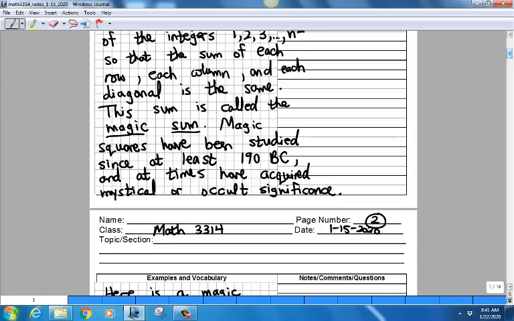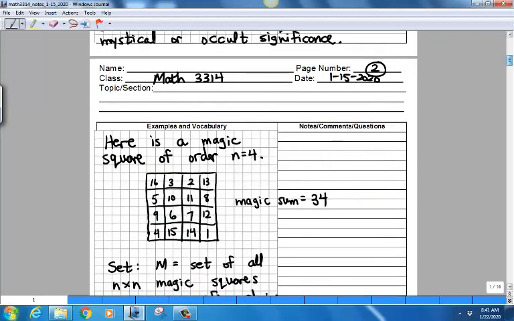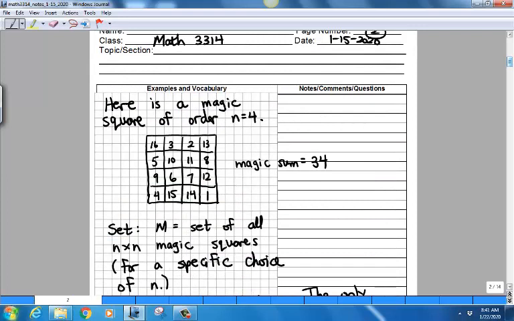Now, we're not going to use them for occult purposes in here. So we're not going to be placing curses on your biology instructor or anything using the magic square. But we're just going to look at their properties a little bit.